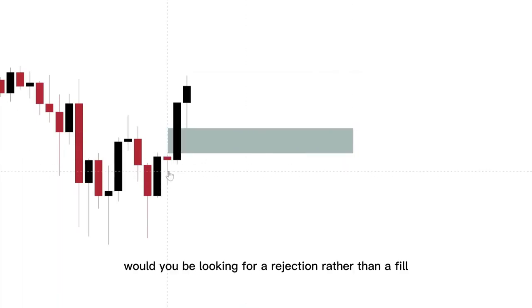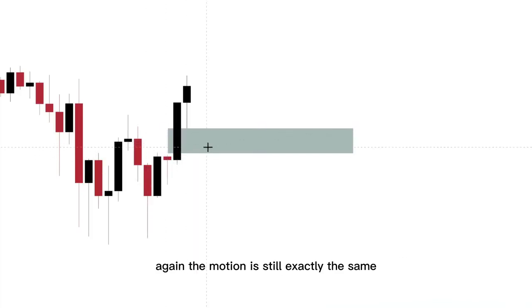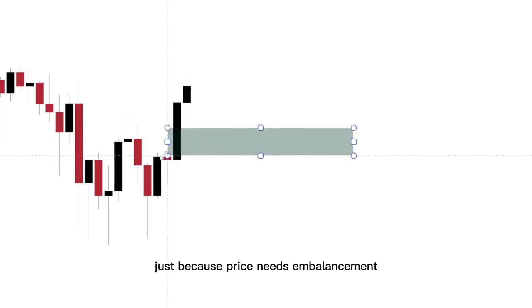And why in this case would you be looking for a rejection rather than a fill? Again, the motion is still exactly the same. Price will be attracted to this level as a magnet just because price needs rebalancing. But why are you anticipating a reversal?